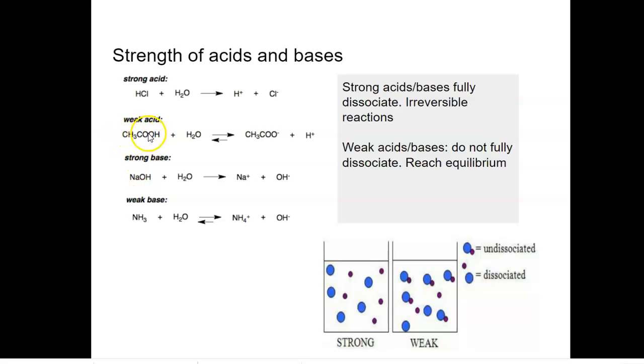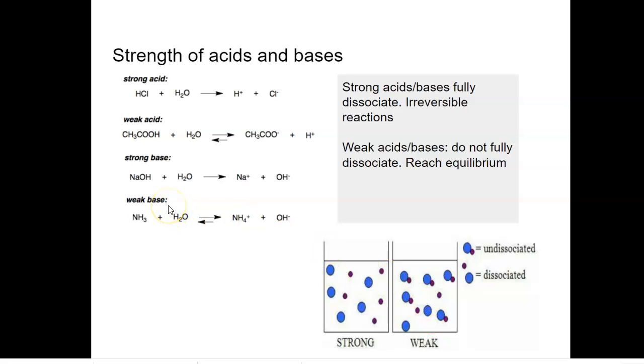Whereas a weak acid, I believe this is acetic acid. In the presence of water, you still generate your conjugate base as well as your hydrogen ion. Okay, so it's doing what an acid is supposed to do. However, it's not going all the way. The reaction is reversible. Okay, and it would look something like this.